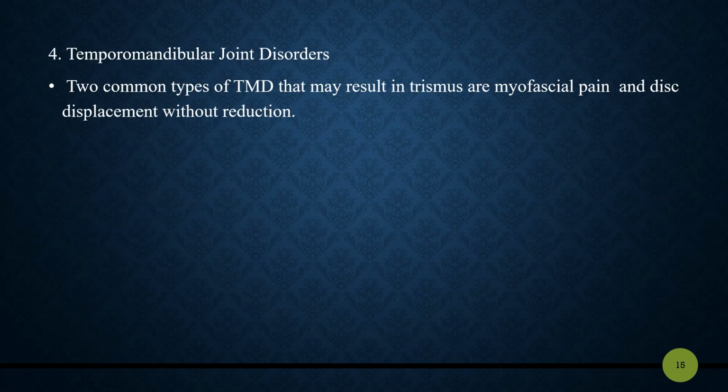Temporomandibular joint disorders. The two common types of TMDs that may result in trismus are myofascial pain and disc displacement without reduction. The limited mouth opening is either voluntarily induced because of the pain or because of the true locking as a result of internal displacement of the disc.